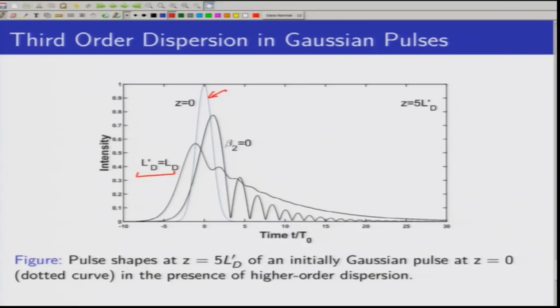And this was for the case of z equal to 5 L D dash. So, there we are propagating it to 5 third order dispersion lengths. So, this is L D dash, and the net length of the fiber is 5 times this. So, as you can see, it significantly distorts as well as makes the pulse asymmetric as we propagate along the fiber.